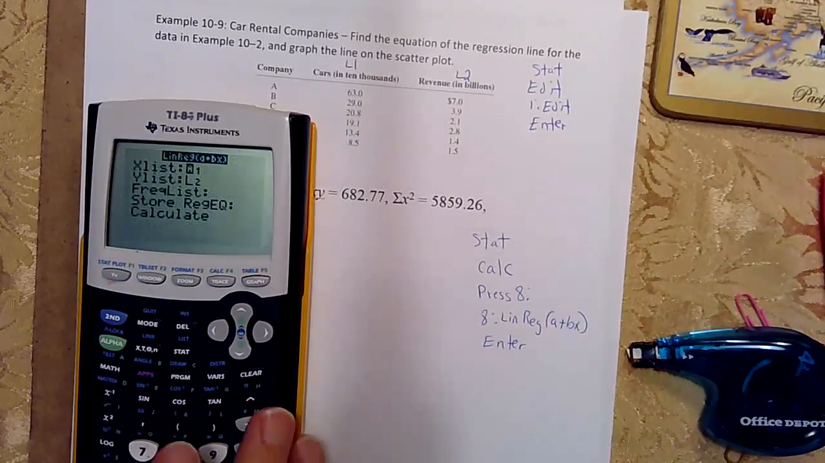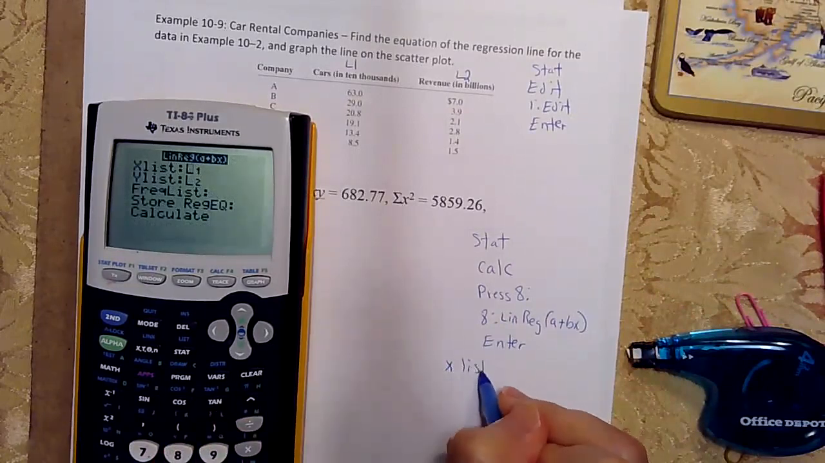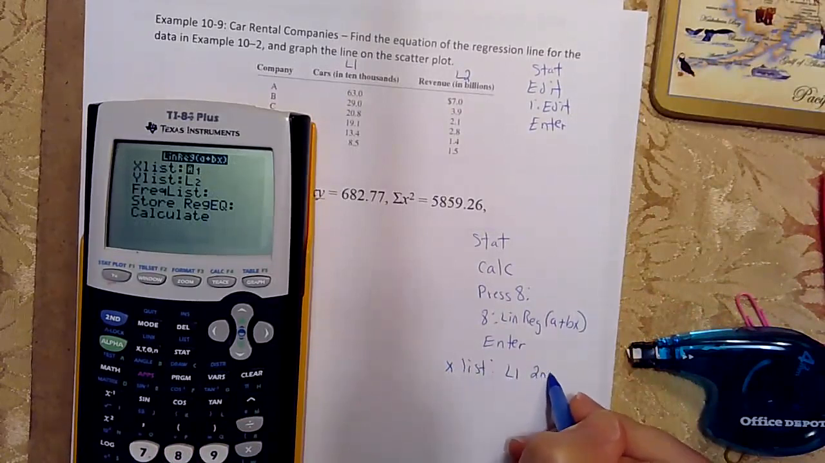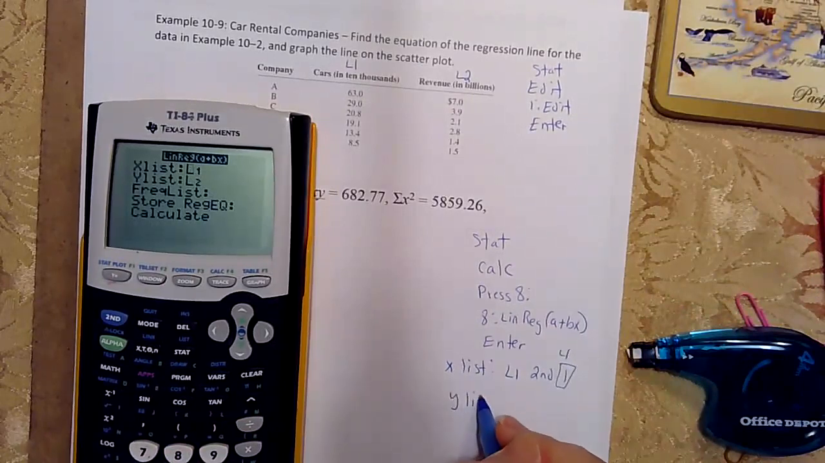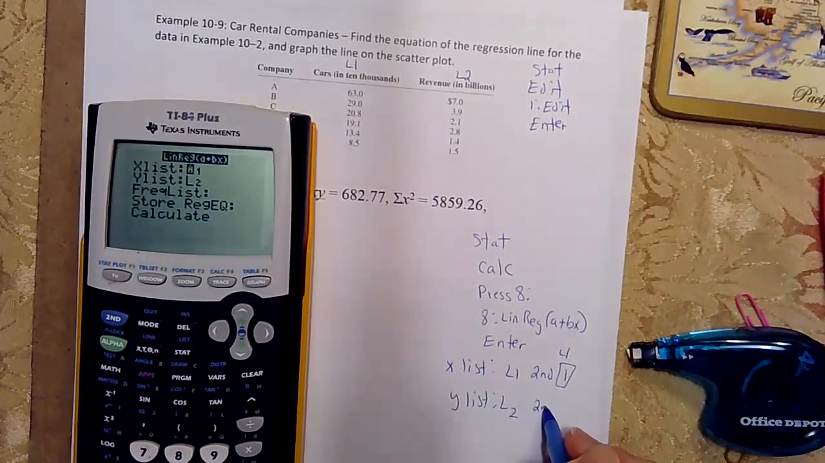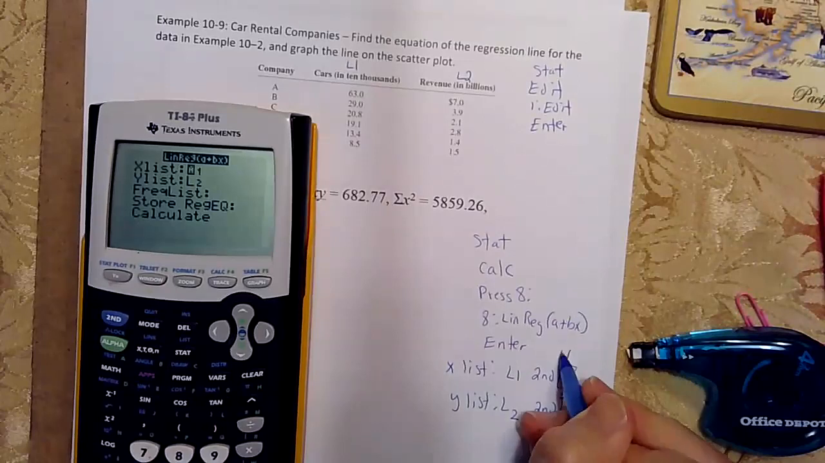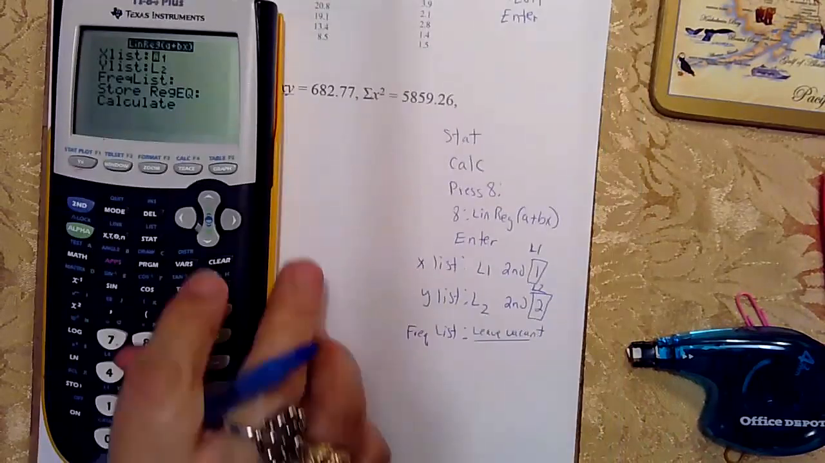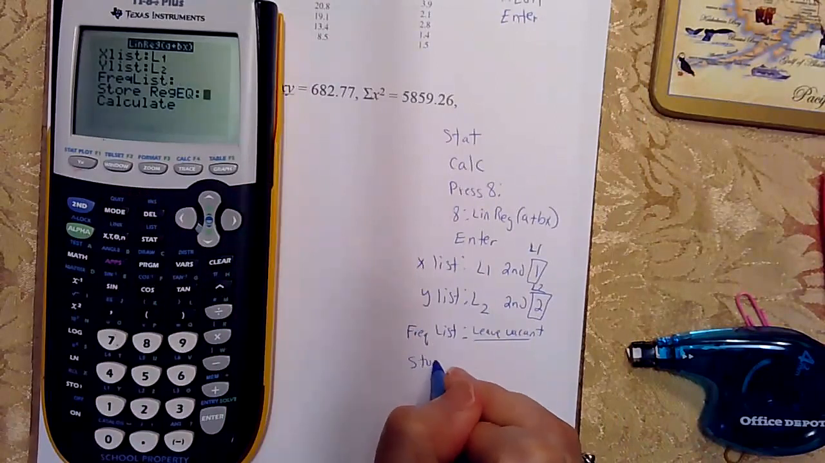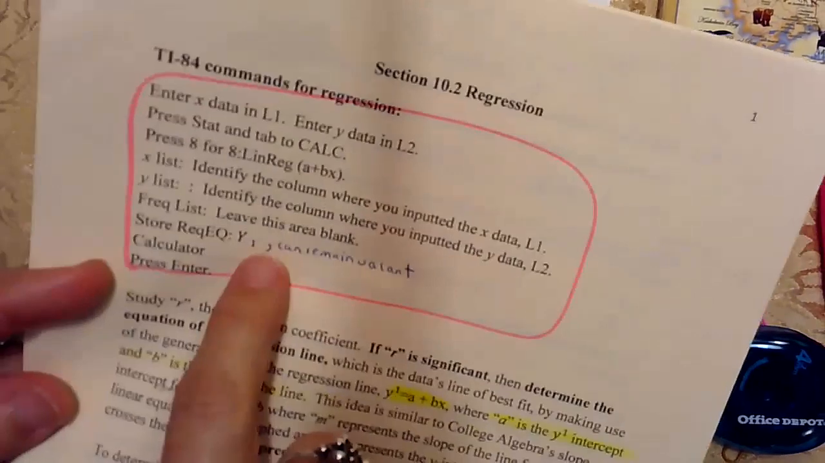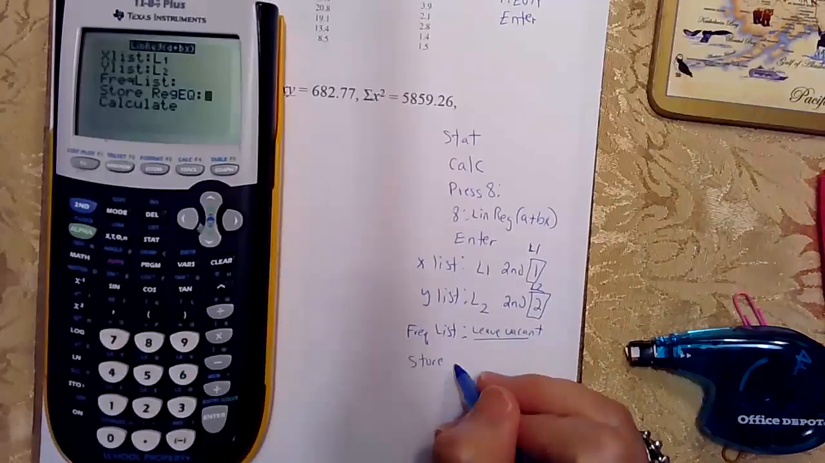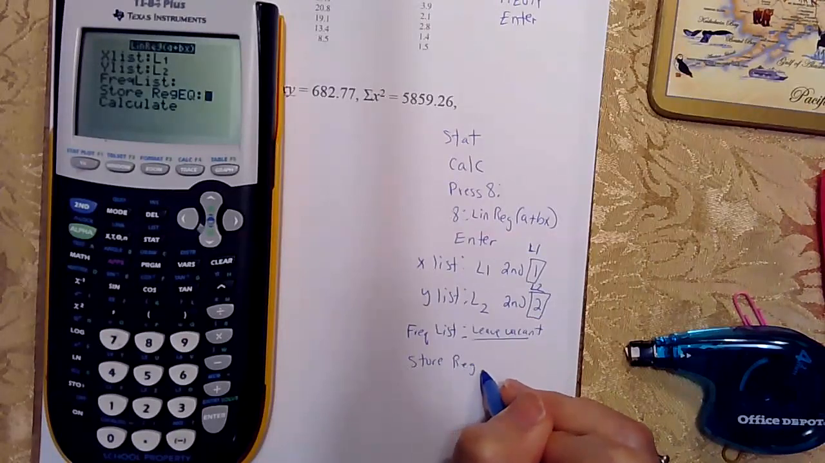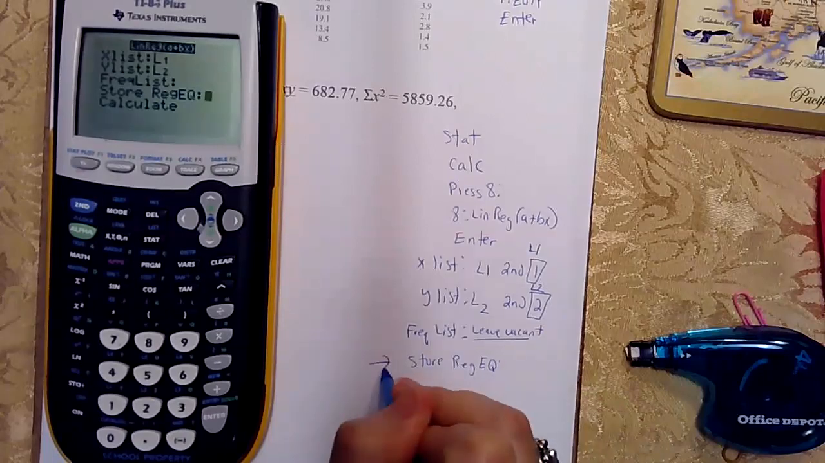Then you tell your calculator where your data is. So you put your X data in L1, which would be second and then the number 1. And then you put your Y list in L2, so that's second and then number 2, because that was L2. And you leave your frequency list vacant. On this paper I have Y1, but this can remain vacant. At first I thought my calculator wasn't figuring the regression equation, but this can be left vacant.